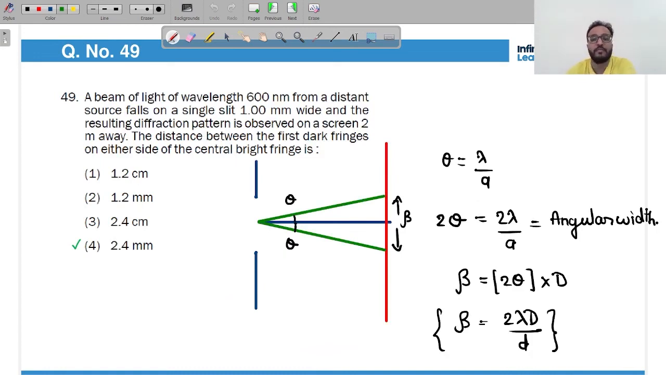Now this is the formula. There is a direct formula for the width of the dark fringe in single slit diffraction, 2 lambda capital D by small d. If you remember this formula directly, just put the values. Otherwise, you can see the solution that I have given you by pausing the video.